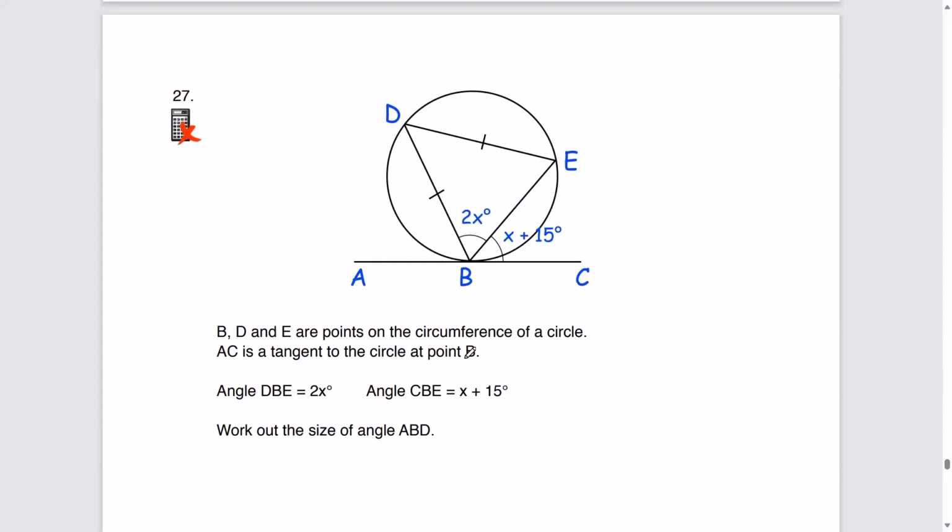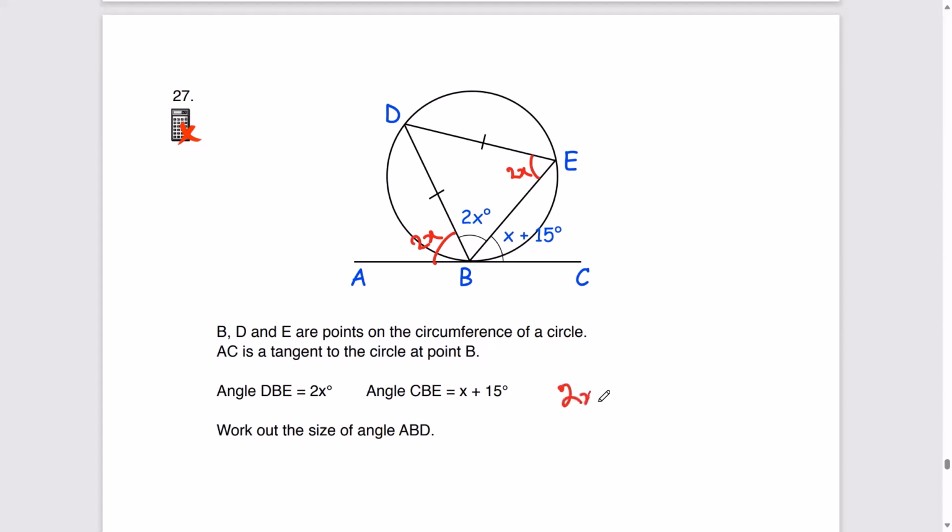Number 27. They want you to work out ABD. That's this angle here. Well, there are quite a number of ways to do this one. Look at this triangle here. They are the same length. So here is 2x, so here also is going to be 2x. The reason is the base angles of an isosceles triangle. Next, this is alternate segment to this. And now we can add these to form 180, angles on a straight line.